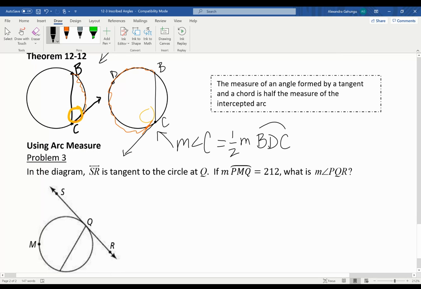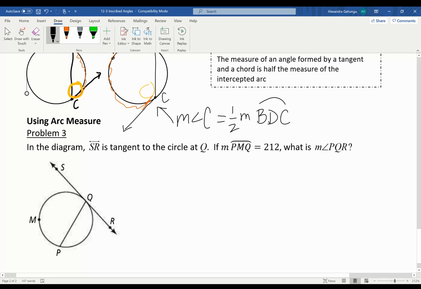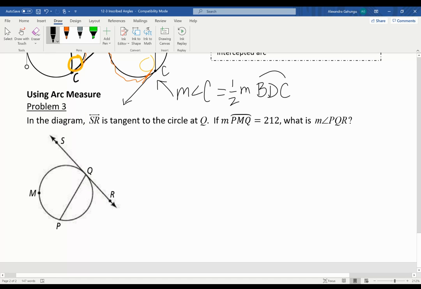Now we just have a special case because we have a tangent and a chord rather than two chords intersecting. For our example, we have SR. The line SR is tangent to the circle at Q. So we've got SR, and the measure of arc PMQ, this one, is 212. What's the measure of angle PQR?